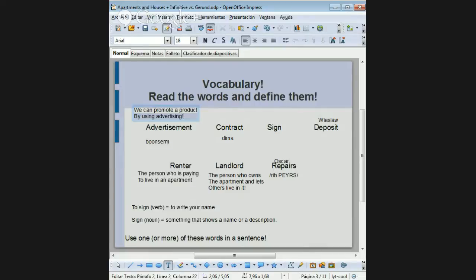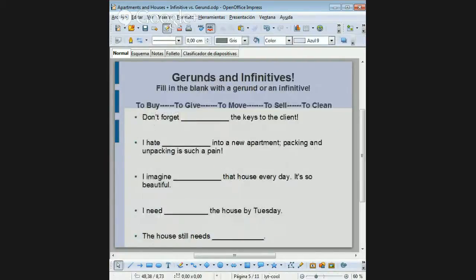Can you read that sentence one more time? Yes. We could promote a product by using advertising. Yeah. We can. Okay. Nice job, Bunserm. Okay, and let's go on to the next page.